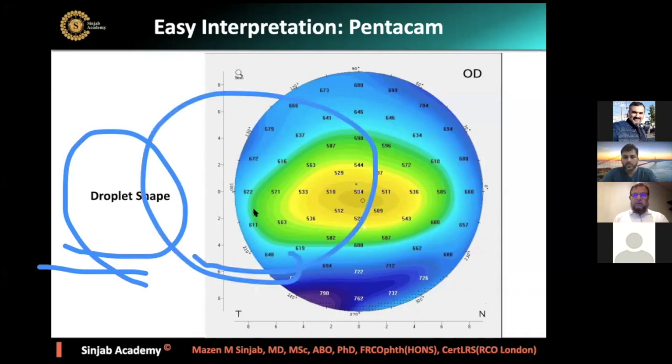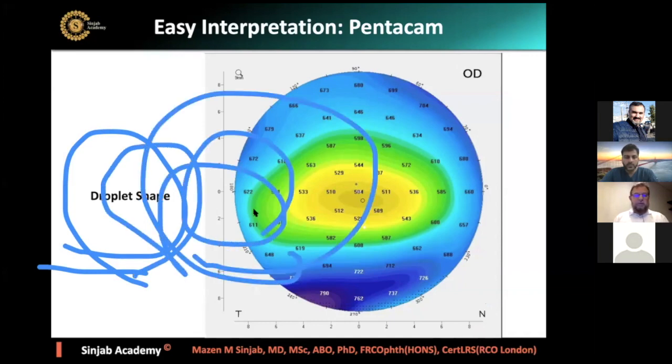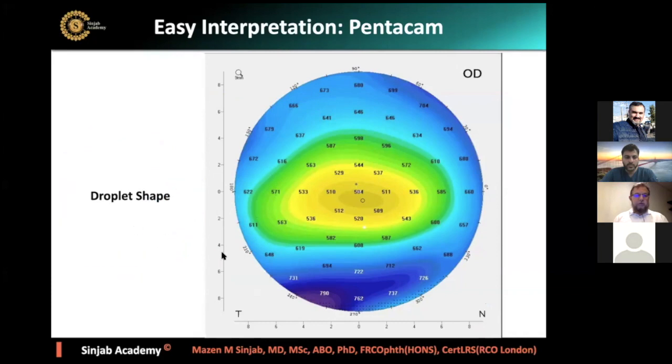I don't know who is drawing on my screen. Is anybody drawing on my screen?